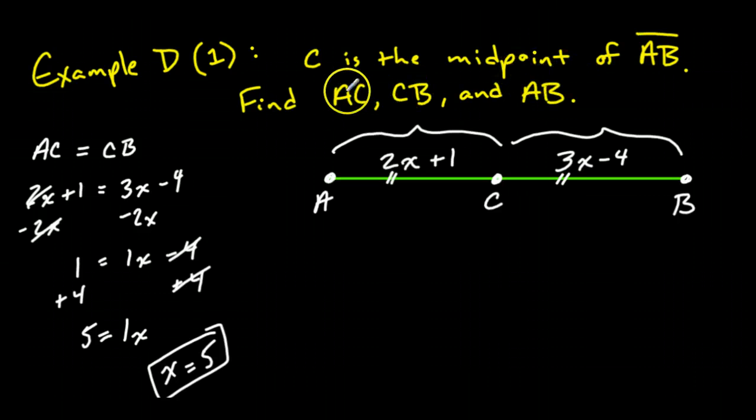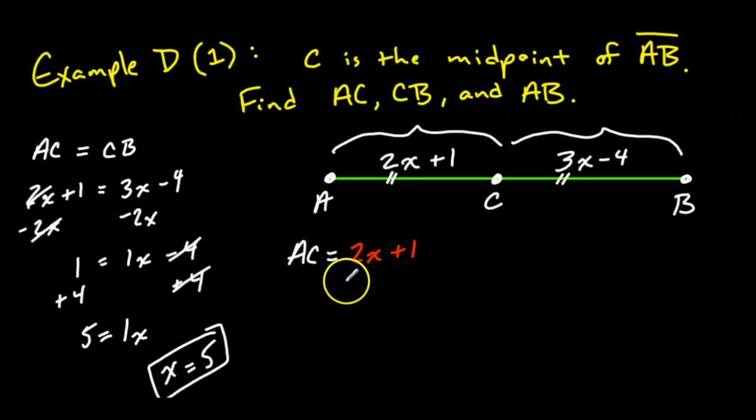Now, unfortunately, that's not what the problem asked me to do. But I need to know what x is to be able to solve the problem. So we're going to keep going with these now. I'm going to use that x to find out the length of AC. I know that AC was 2x plus 1.